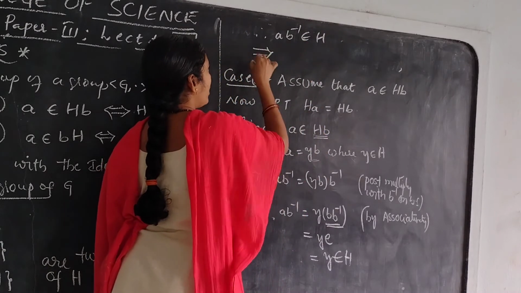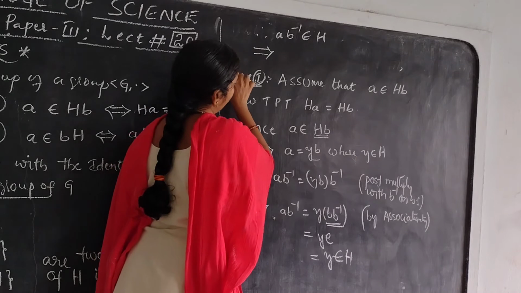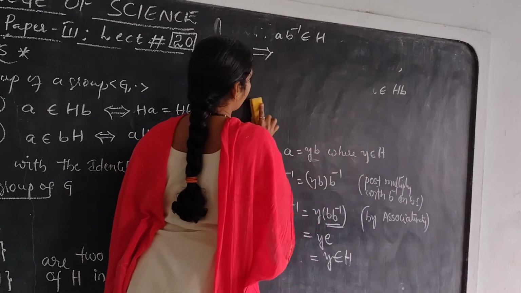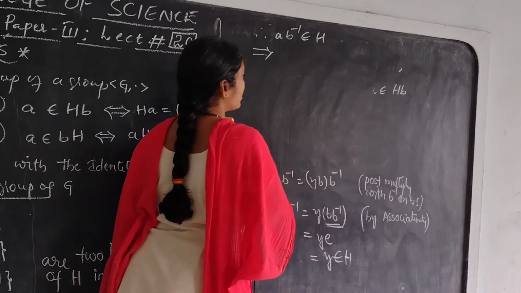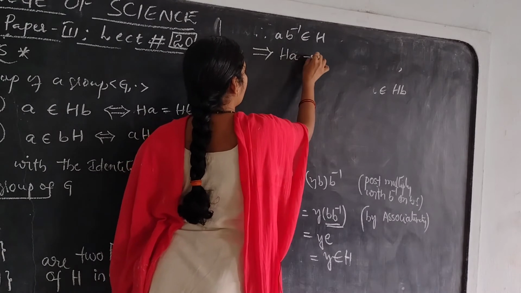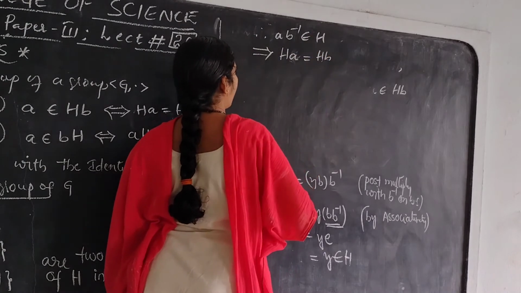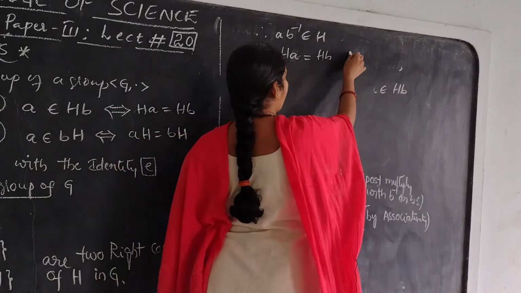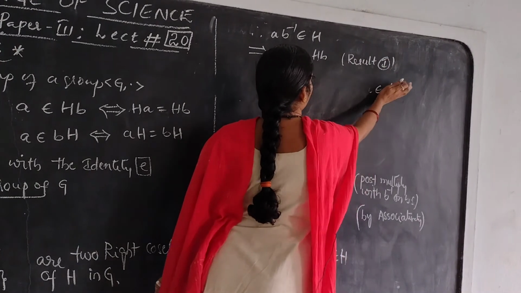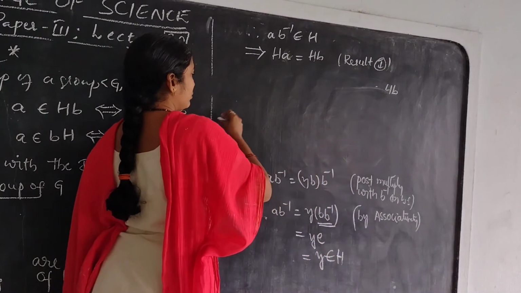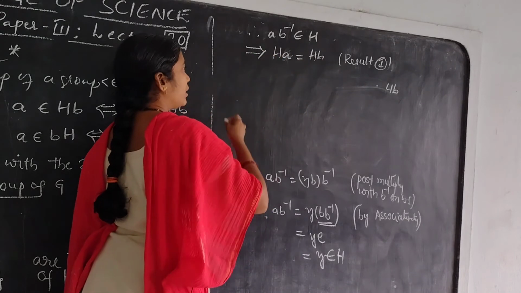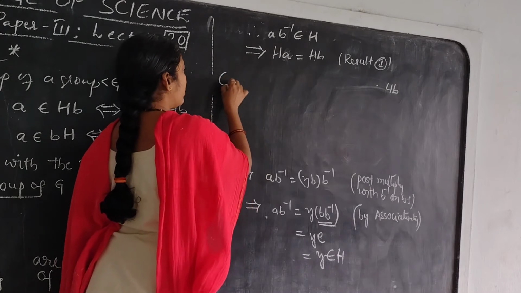That implies, by using the last class result, whenever A dot B inverse is an element of the subgroup, the cosets generated by A and B are identical, by result 1 in the last lecture. What do we have to prove here? We have to prove that the cosets are identical. Already proved. In this case, the proof is over.